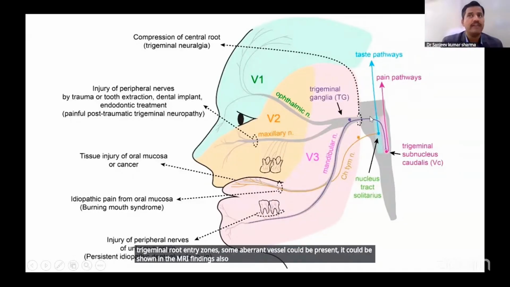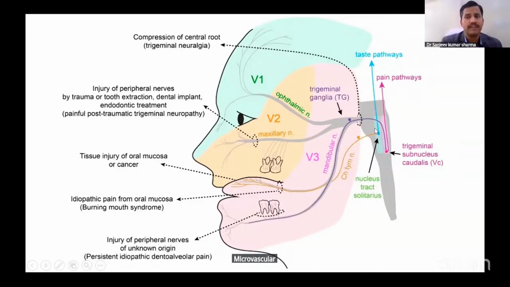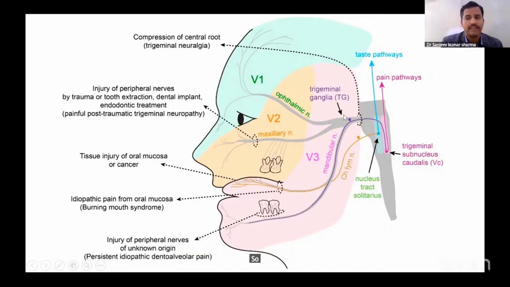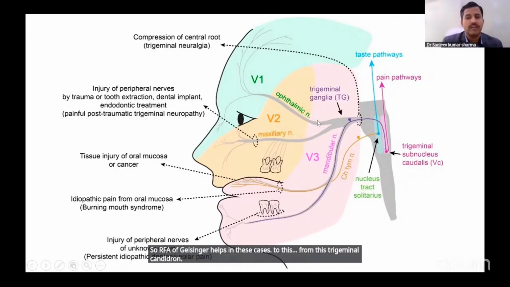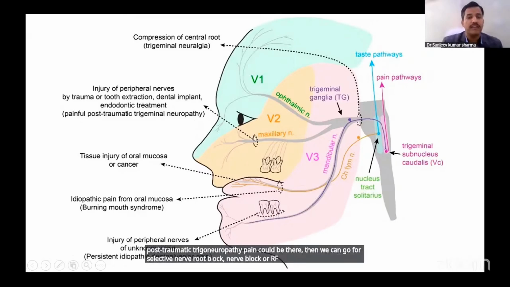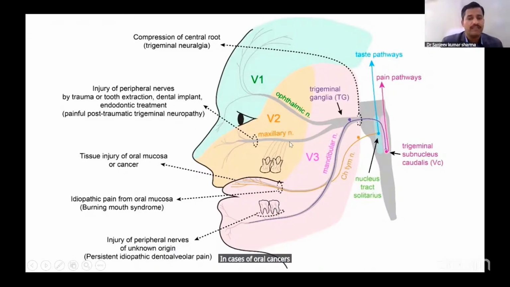In that case, MVD, microvascular decompression, helps, but only in young cases. But if this compression has been there for more than 4 to 5 months, then MVD sometimes doesn't help in these cases. So RFA of the Gasserian ganglion helps in these cases. From this trigeminal ganglion, we see V1, that is the ophthalmic branch, V2, and V3 branches. In cases of pain or injury due to tooth extraction or some damage to a peripheral nerve, post-traumatic trigeminal neuropathic pain could be there, then we can go for selective nerve block, or RFA. In cases of oral cancers with involvement of maxillary or mandibular nerve, we can go for selective RF of these nerves.